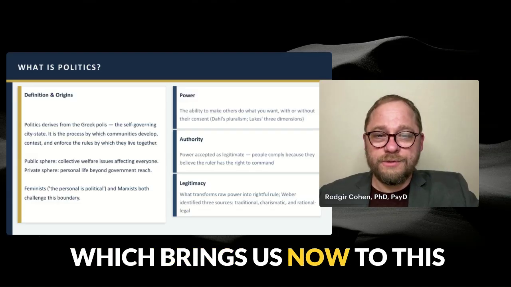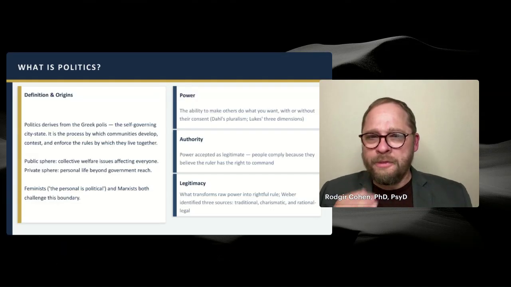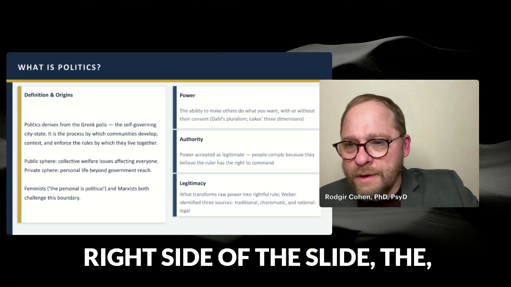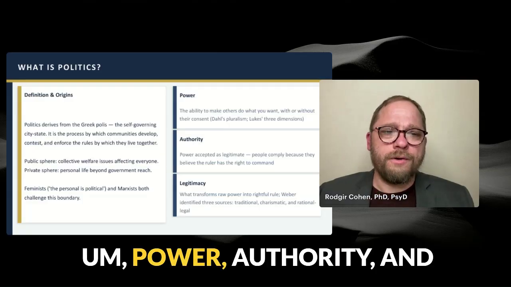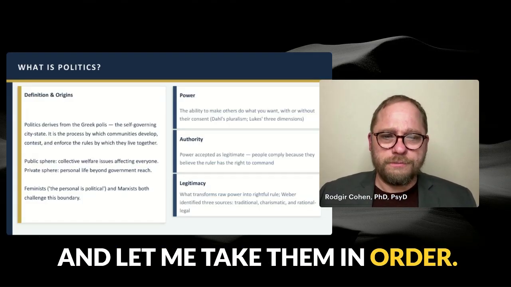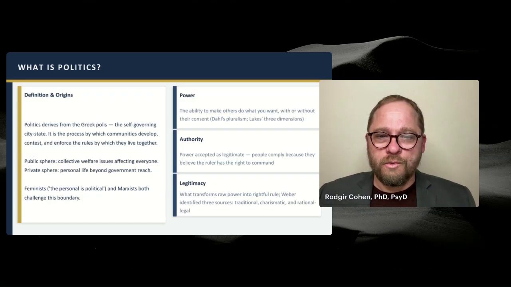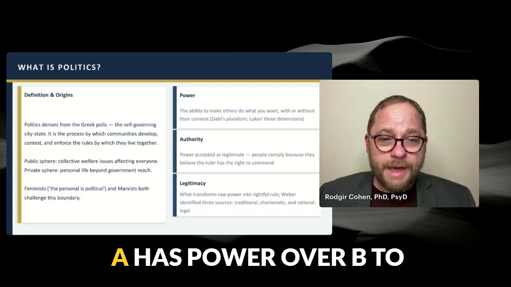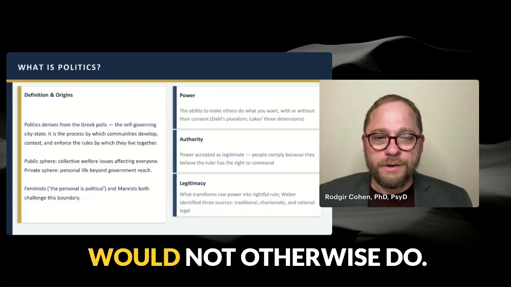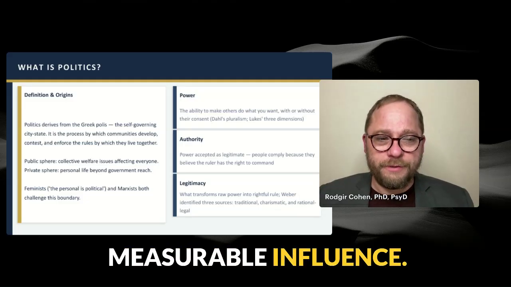Which brings us now to this discussion of who has power, authority, and legitimacy. The three concepts on the right side of the slide, power, authority, and legitimacy, are related but critically different. And let me take them in order. Power is the ability to make others do what you want, with or without consent. Robert Dahl's definition: A has power over B to the extent that A can get B to do something B would not otherwise do. We call that pluralistic power. Power is a measurable influence.